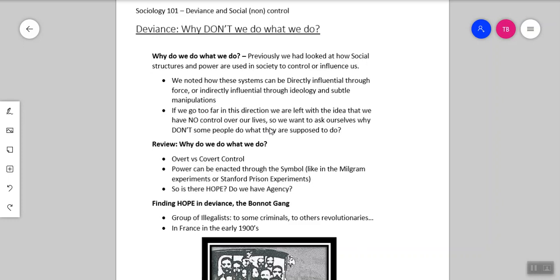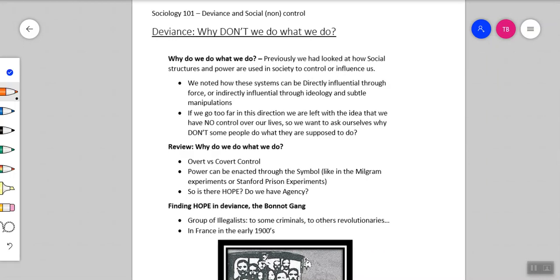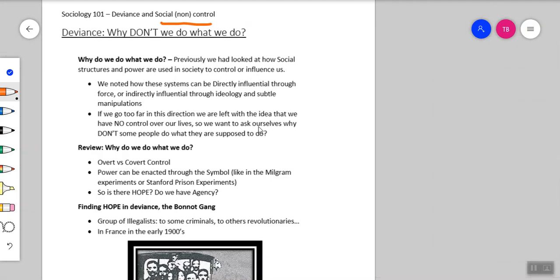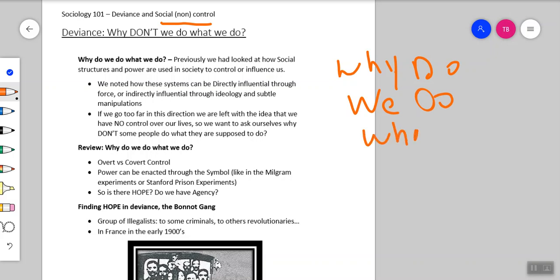We're going to go a little bit more into what social control looks like, in so far as the other end of things. Last time we were asking, why do we do what we do? And today we're going to ask the opposite end of that. We're going to say, why don't we do what we do?